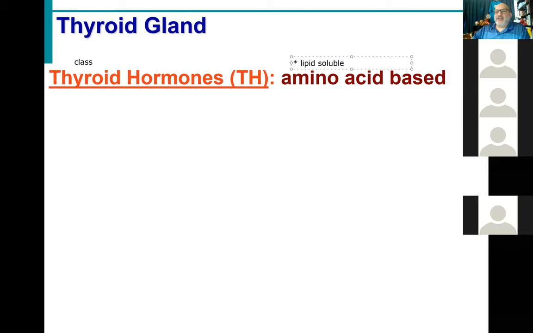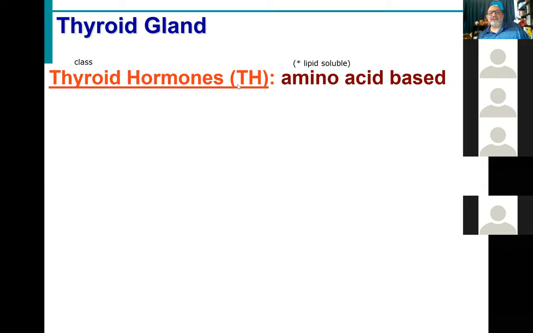So they are actually able to enter into the cell, and it actually has a different mechanism by which it influences the cell. Again, very interesting stuff. Your book does a nice job talking about it, but we're not gonna focus too much on it. Again, the sky's blue in this class and we don't have time to go into all the minutiae of detail. We could literally spend a whole semester talking just about the endocrine system.